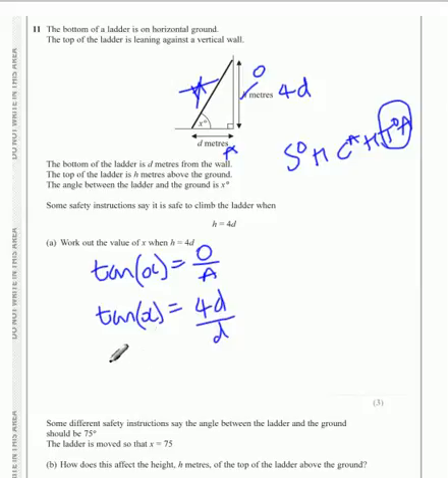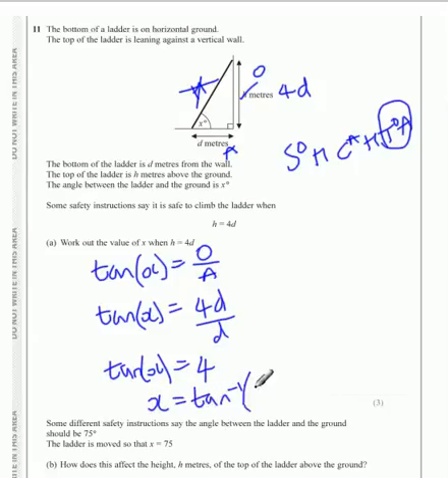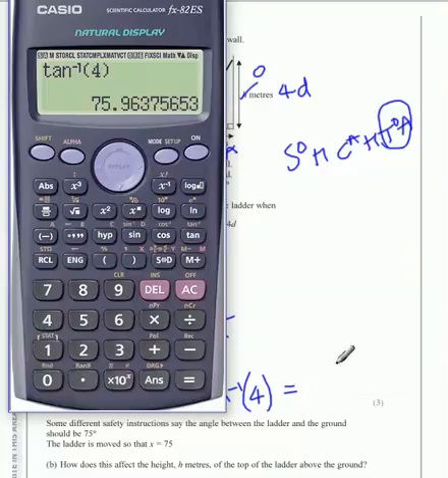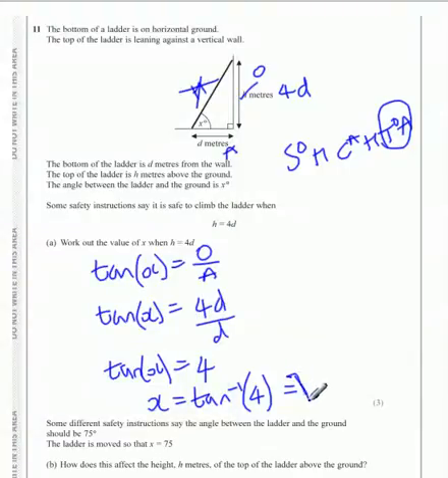And this is going to simplify down. So it gives us tan x equals just 4, because the d's cancel out. And then we can do our inverse tan of 4. Putting that into our calculator, tan to the minus 1 of 4 in degrees gives us 76.0. So that is our value of x.